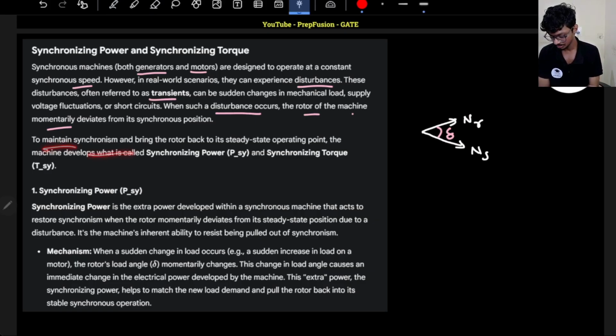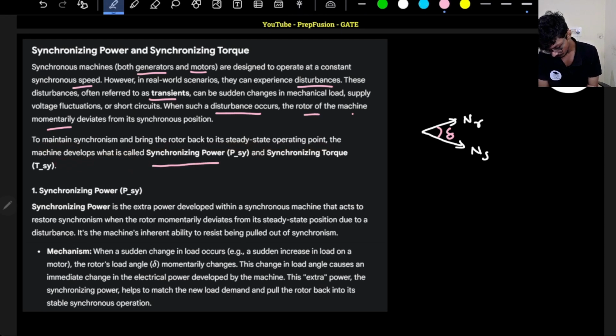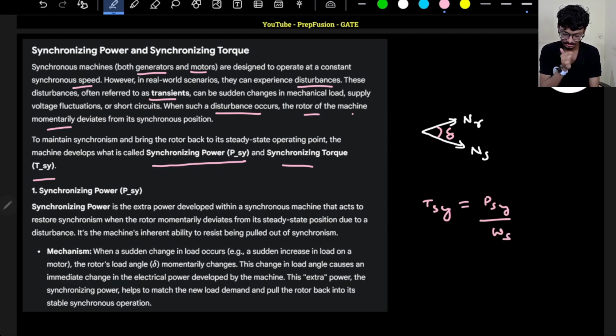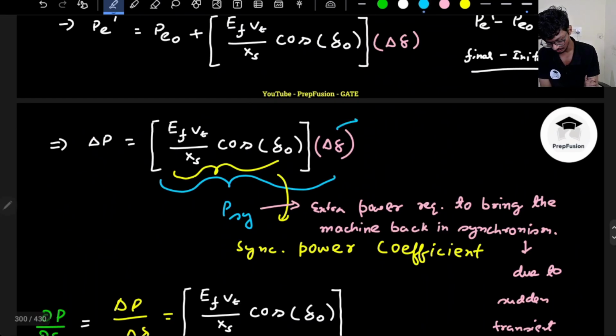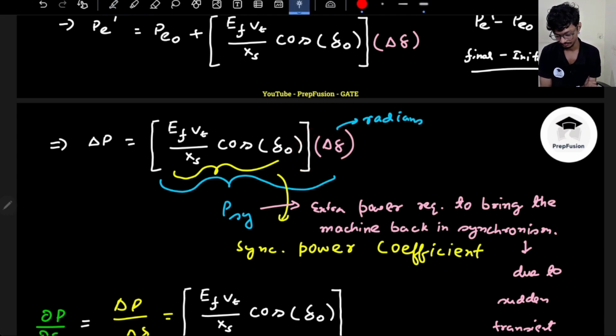To maintain synchronism and bring the rotor back to its steady state operating point, the machine develops what is called synchronizing power and synchronizing torque. Synchronizing power and torque are basically the same thing. So what is synchronizing torque? Synchronizing torque will be Psy upon omega s. That's it. I hope you will be able to do it, right? And remember here, this delta naught, always write this delta naught in radians, not in degrees. Just be careful.